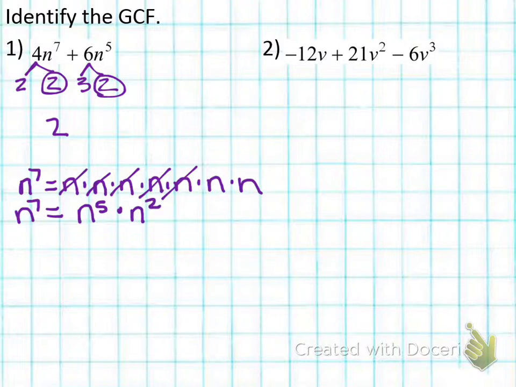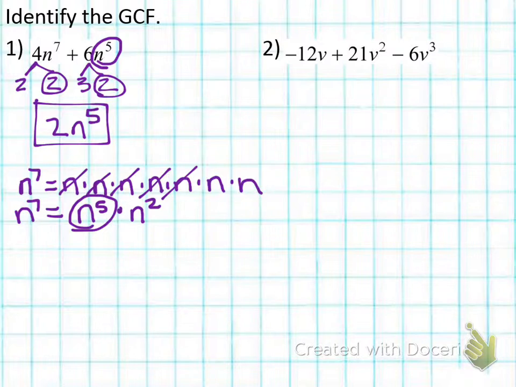So this tells me that n to the 7th has n to the 5th in it. And I have an n to the 5th in my second term here. So they both have an n to the 5th in common. So that's going to be part of my GCF. Part of my greatest common factor. Okay, so that's my final answer there. This means that I could factor out a 2n to the 5th from both of these terms. And that's the biggest thing that I could factor out.